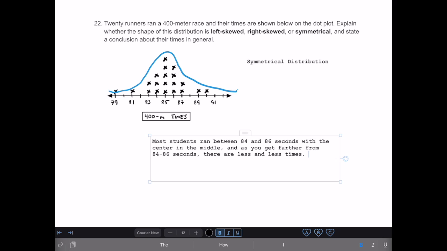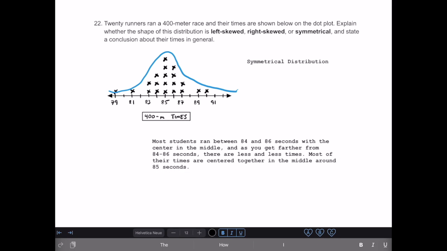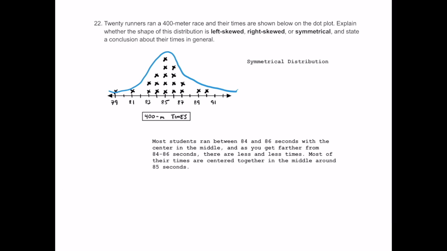Okay, so what do we know about them? Most of their times are kind of just average in the middle, right? Most of their times are centered together in the middle around 85 seconds, right? Not a whole lot you can really say too much besides this, but we have somewhat of a normal distribution where everything's mostly in the middle, and it gets a little bit more special when you're on the high end or low end, depending on what you're looking for. Okay, so that is number 22. Awesome. Let's check out 23.